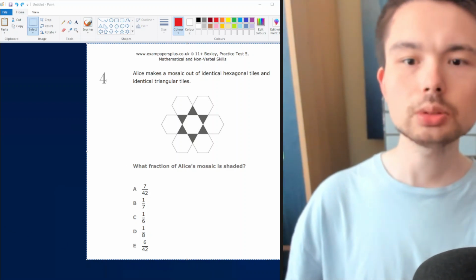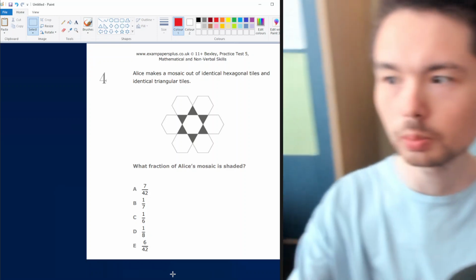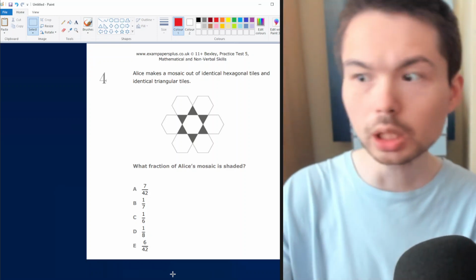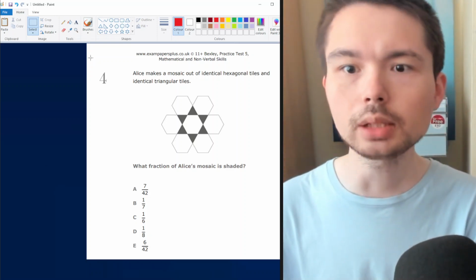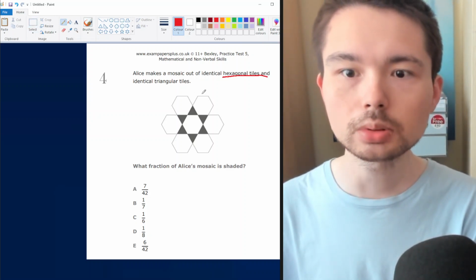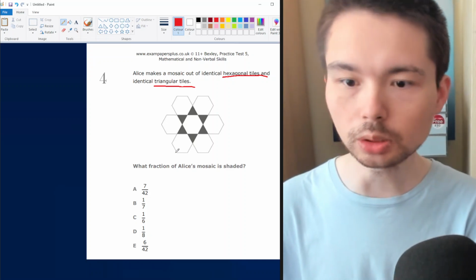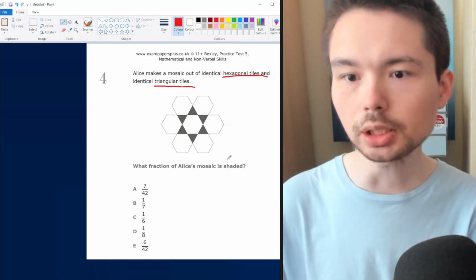Every single question, you can have a go first. You can pause if you want, and then go through it just to see how I approach it. Here we go. Alice makes a mosaic out of identical hexagonal tiles and triangular tiles. As we can see from this picture, what fraction of Alice's mosaic is shaded?